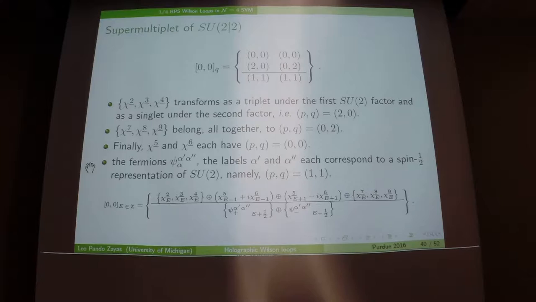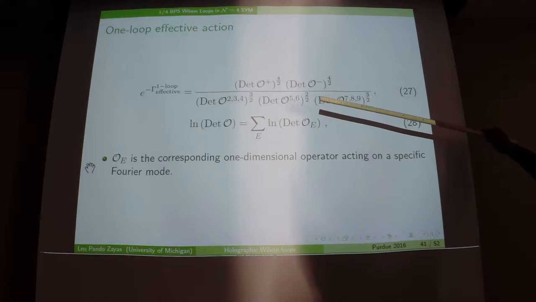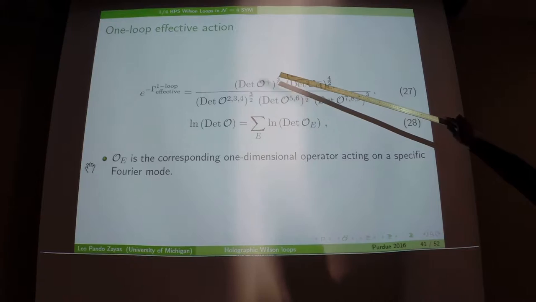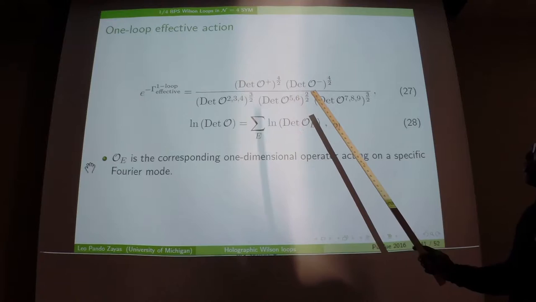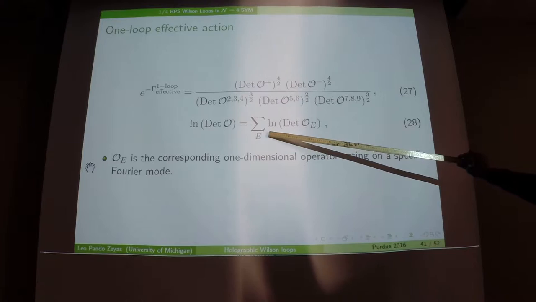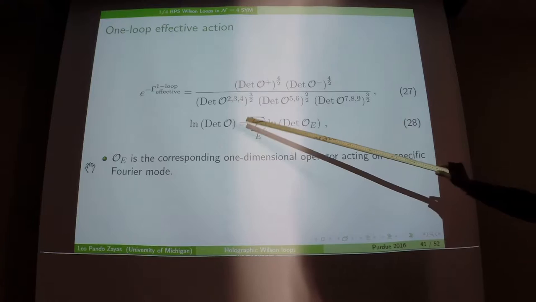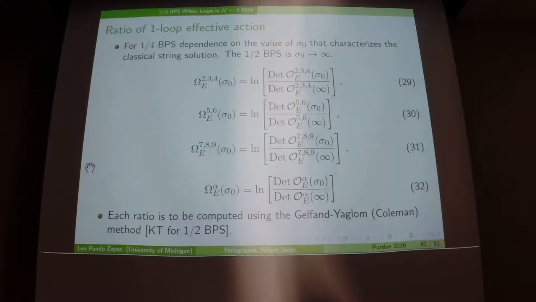Now I want to do my computation. Again, my one-loop effective action will be given by this ratio of determinants, with a minus here, so bosons go to the bottom. I'm going to use this expansion in Fourier modes to rewrite my determinant. The reason I'm doing this is because I want to use this method, the Gelfand-Yaglom method, which is particularly nice for ratios of determinants.